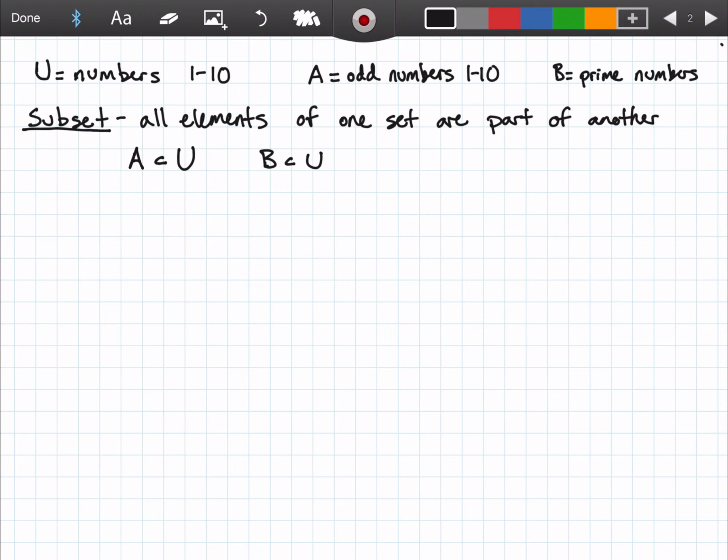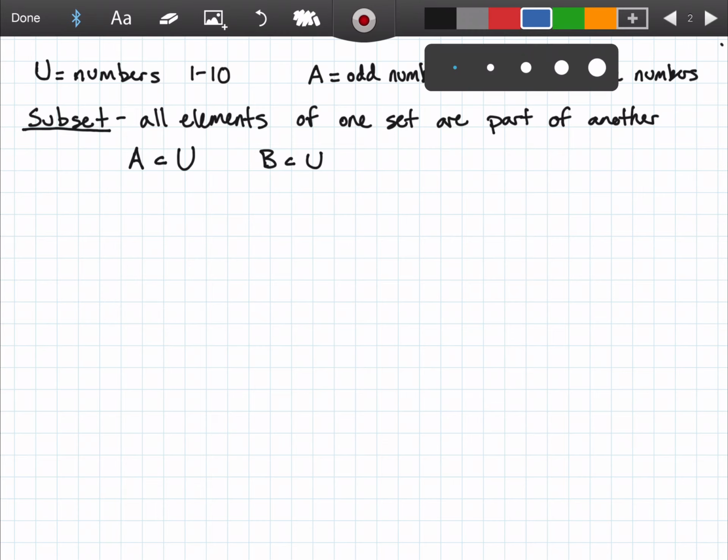If I decided to throw in another set, maybe the numbers 2 and 5, then I could say that the set 2 and 5 is a subset of set B here, because those are prime numbers. You're going to see something with definitions. You can see a subset symbol be written two ways. You have it this way or this way.